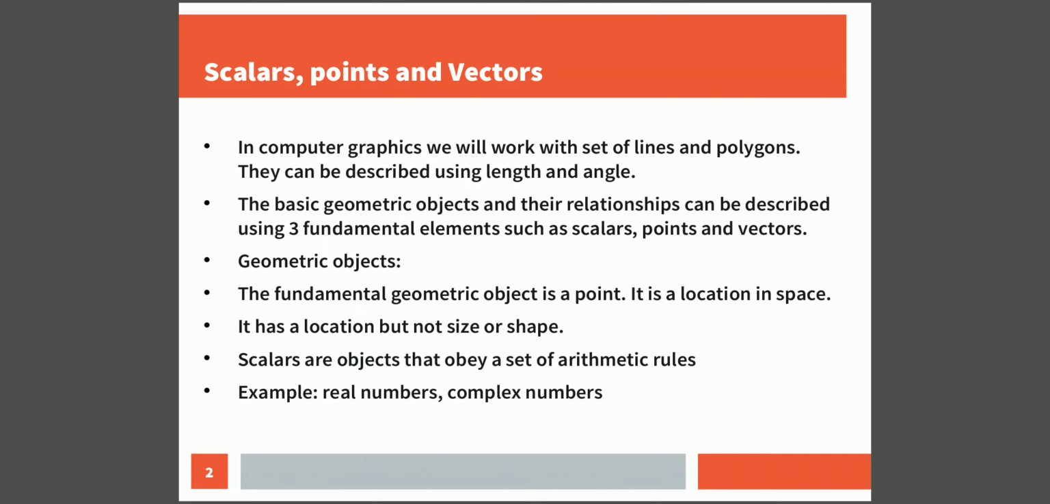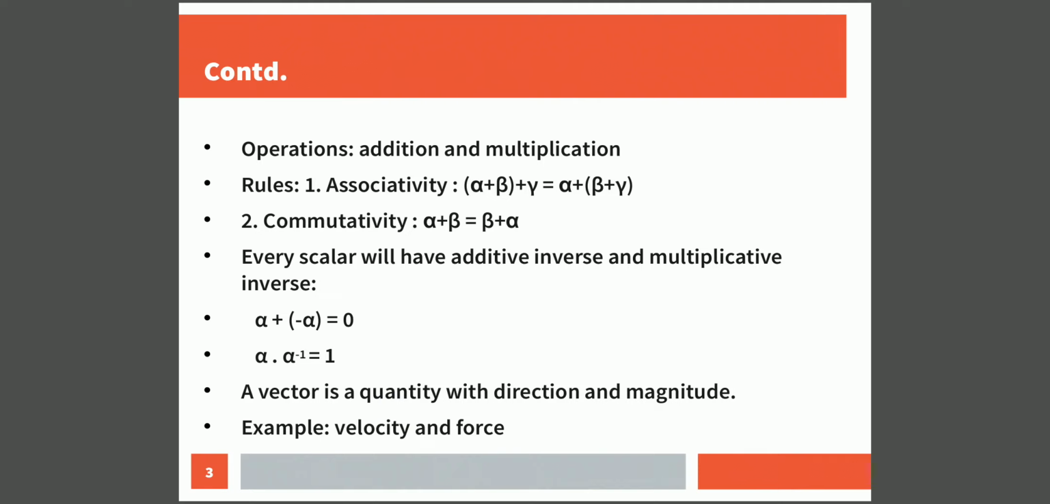Scalars can be defined as objects that obey a set of arithmetic rules. Then what are the examples of scalars? Examples of scalars are real numbers, complex numbers, etc. Then what are the operations these scalars support? Those operations are addition and multiplication. I said scalars are objects that obey a set of arithmetic rules. Then what are the rules these scalars obey?